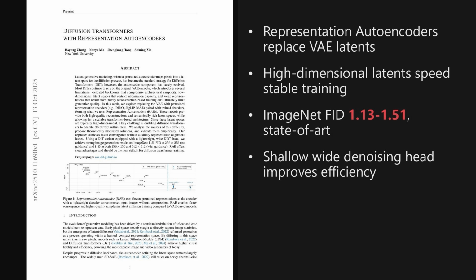Wrapping up, 2 takeaways stand out. Swapping in representation autoencoders gives rich, high-dimensional latents that train diffusion transformers faster and more stably, and the wide diffusion head delivers state-of-the-art ImageNet quality with less compute. The broader implication is a simpler, cheaper default pipeline for scalable generative transformers.